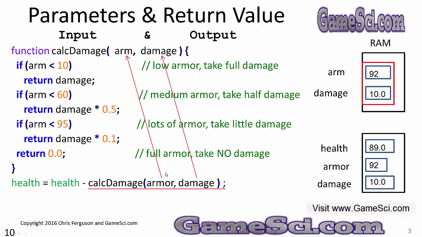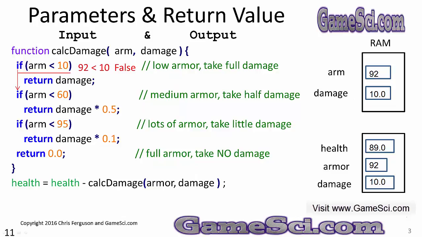We'll pass the current value of armor, which is 92, as the argument to arm, and you can see a 92 showed up in the parameter. We'll pass the current damage value as an argument, 10.0, to the parameter damage, and you can see the 10.0 showed up there. Now in this case we have a lot of armor, so I don't think we're going to take too much damage.